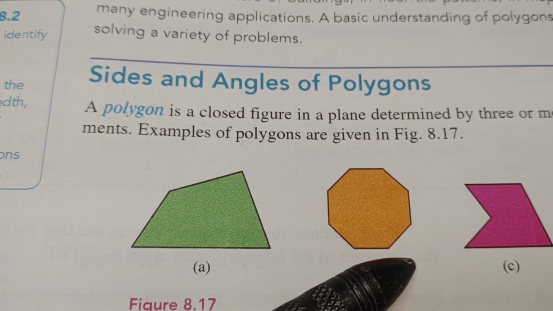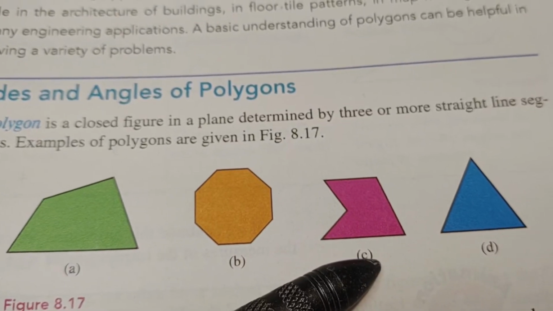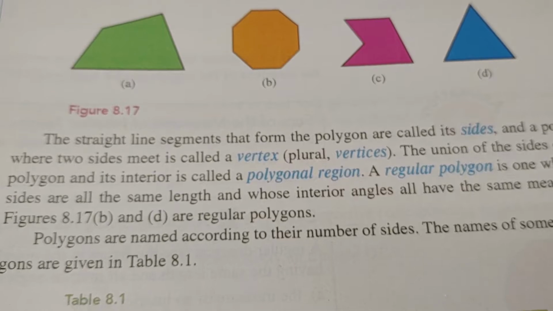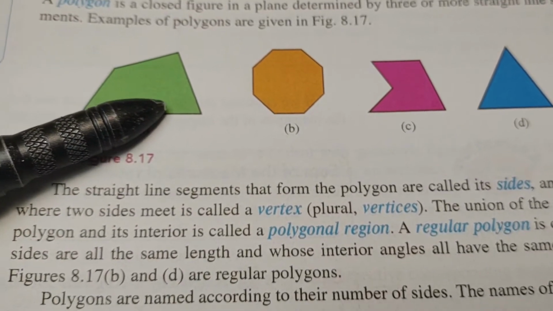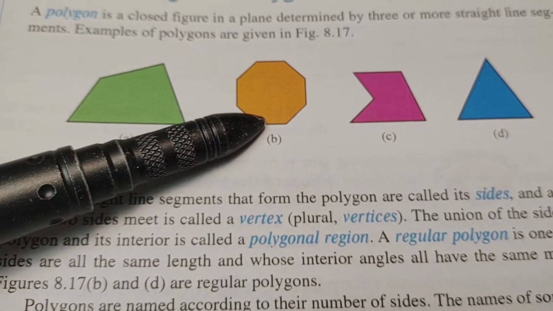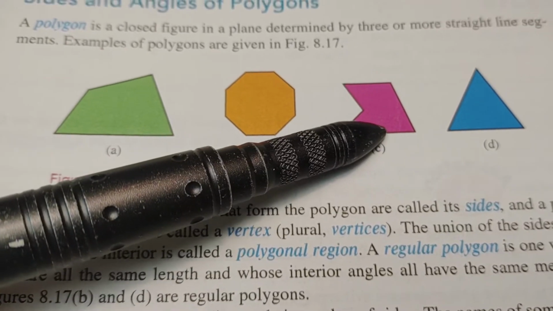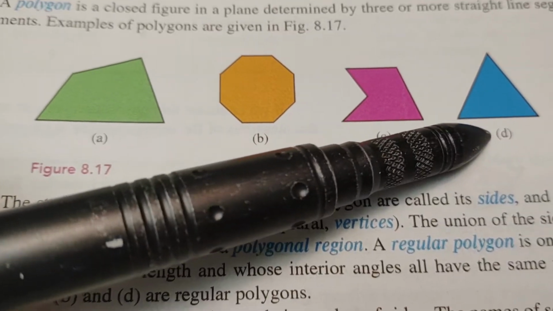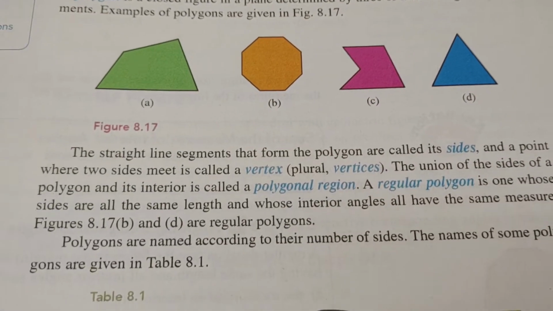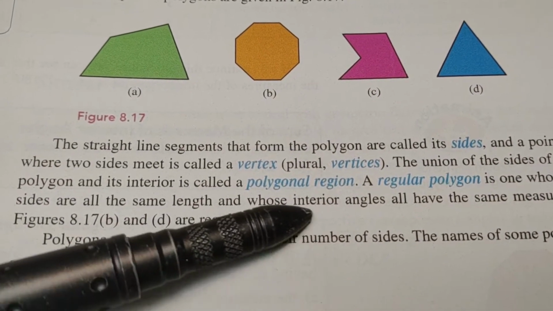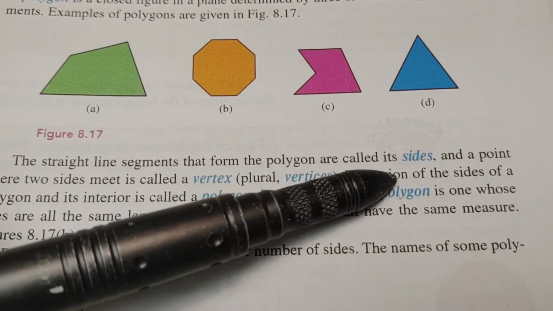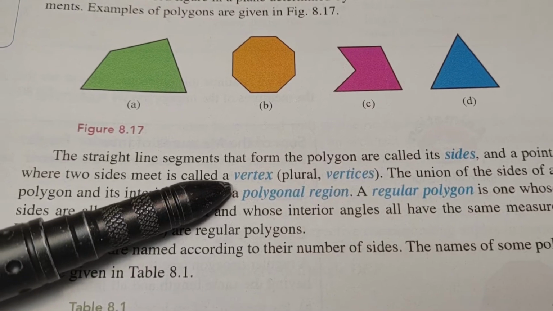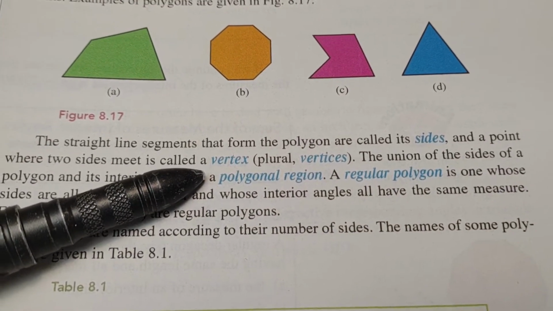Here we have 6, here we have 6, here we have 3. Now, this is termed a quadrilateral with 4 sides. This is a hexagon. This is a pentagon, so to speak. This is a triangle. The straight line segments that form the polygon are called sides. The point where two sides meet is called a vertex, and so you have vertices.